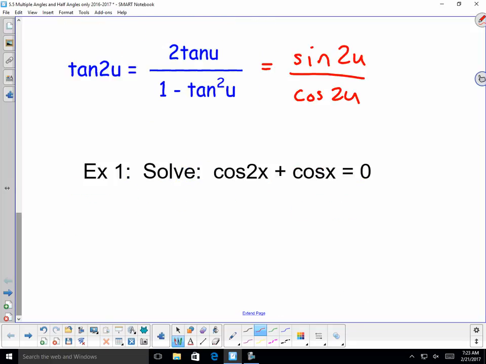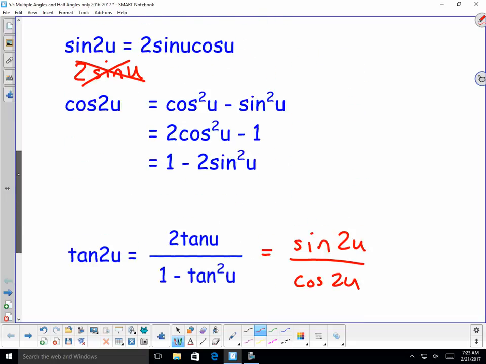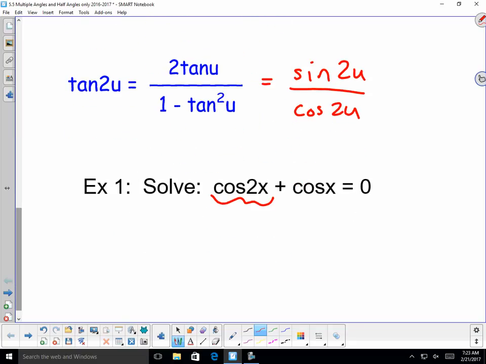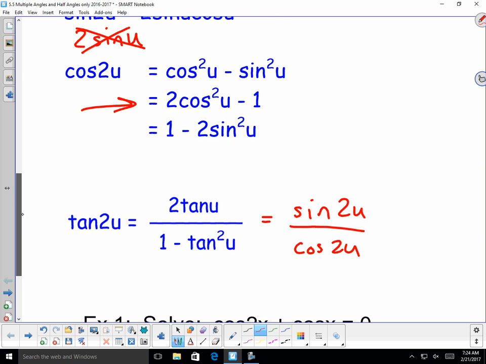For this one, we're solving the equation cosine 2x plus cosine x equals 0. Well, we got 3 different identities to choose from for cosine of 2x, but I think I would probably choose this one because it only has cosines in it, and we also have a cosine already in it. So let's use that one, and that is going to be 2 cosine squared x minus 1 plus cosine x equals 0.